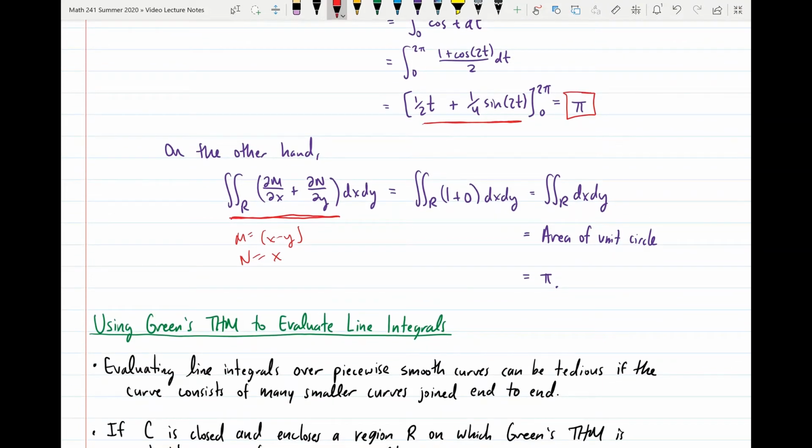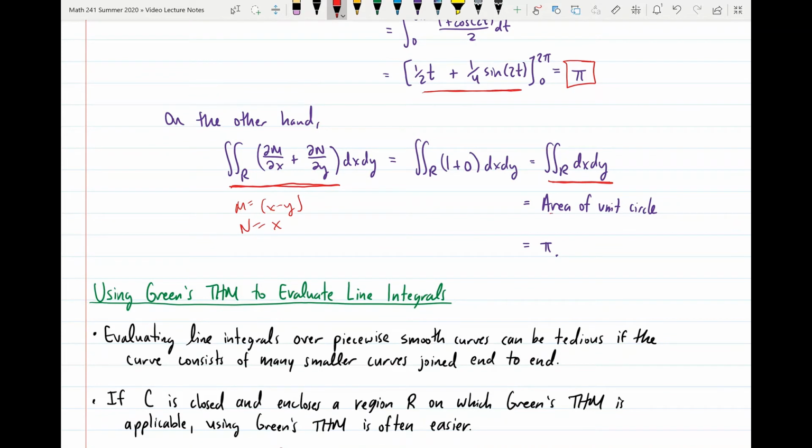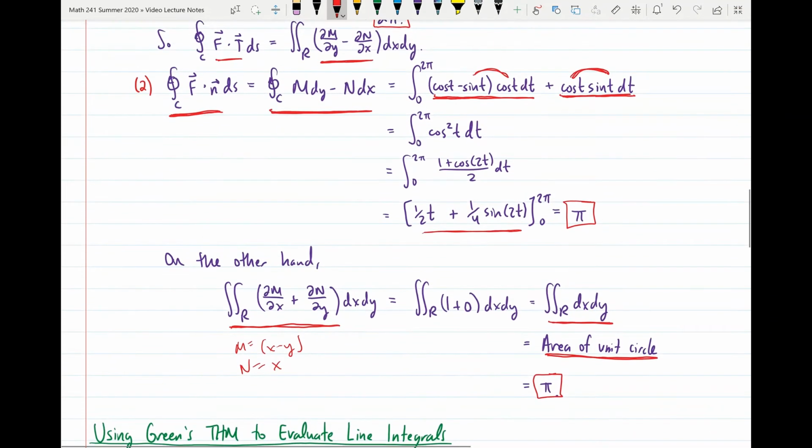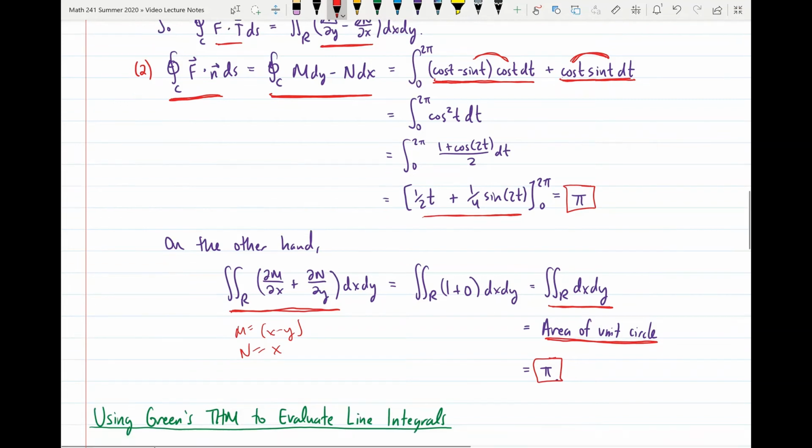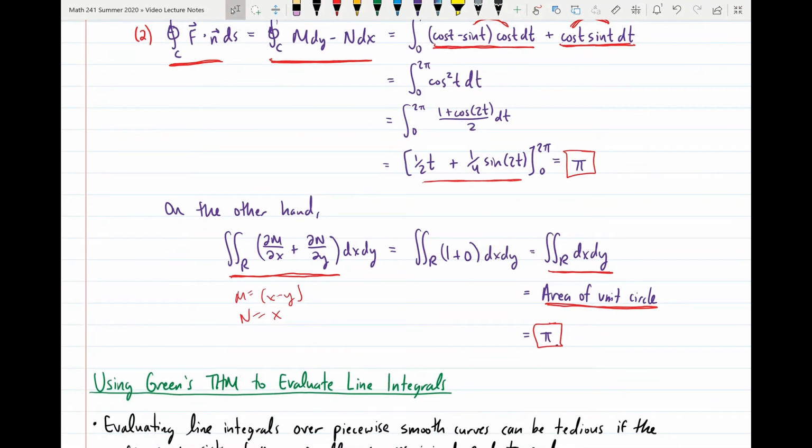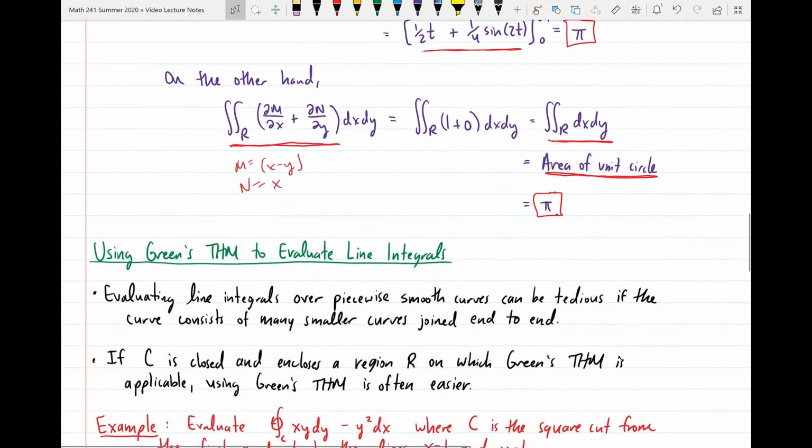So this reduces to the double integral of just dA over the region R, which is of course just the area of the unit circle, or the area of R, and as we already said before, that's just pi. And so again, we've now verified the second form of Green's theorem, since the evaluation of the line integral of F dot N over C is equal to the double integral of partial M with respect to x plus partial N with respect to y over the region R that's being enclosed by that curve C.